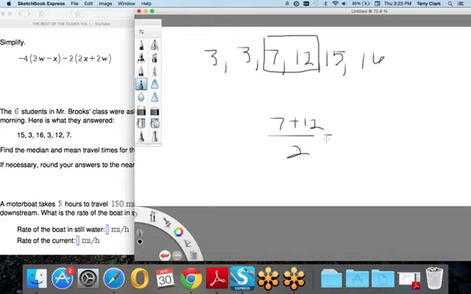Okay, so that's going to be 19 divided by 2. And then that's going to equal 9.5. So that's going to be our median. I'm just going to call it MD. That's going to be our median. Now to find the mean, we've got to add these numbers up and divide it by the amount of numbers. So that's going to be to find the mean.